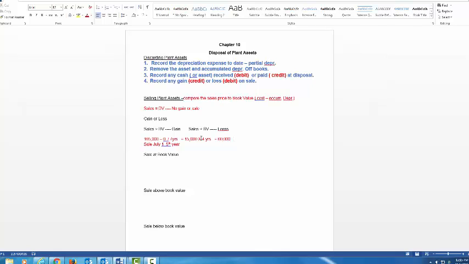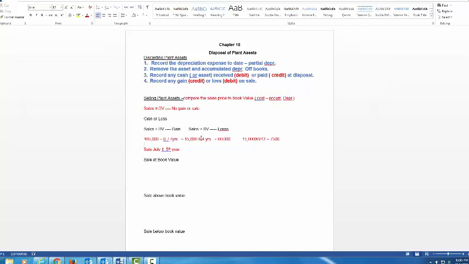And then in our 5th year, we only held it for 6 months. And so we want to take that $15,000 full year depreciation and we want to multiply it times 6/12. And we only want to take $7,500 of depreciation.